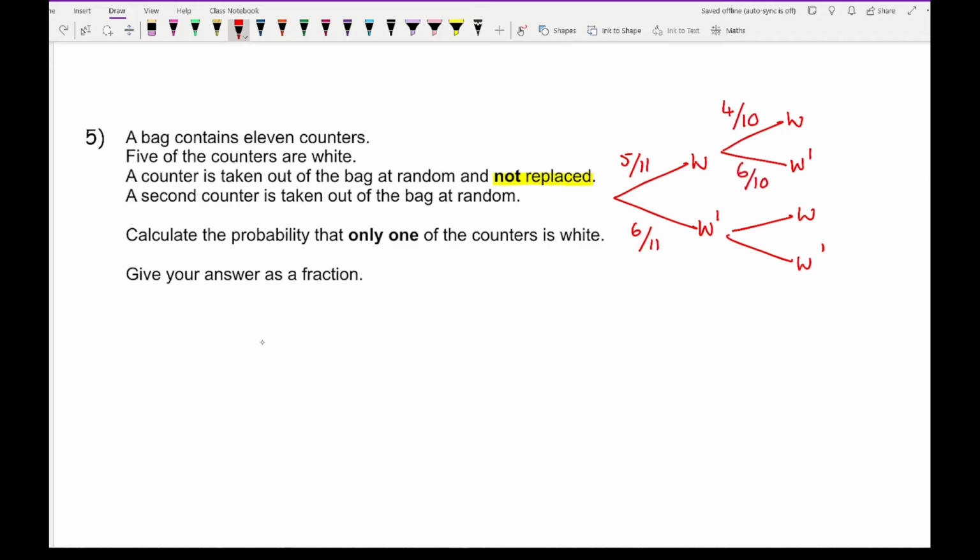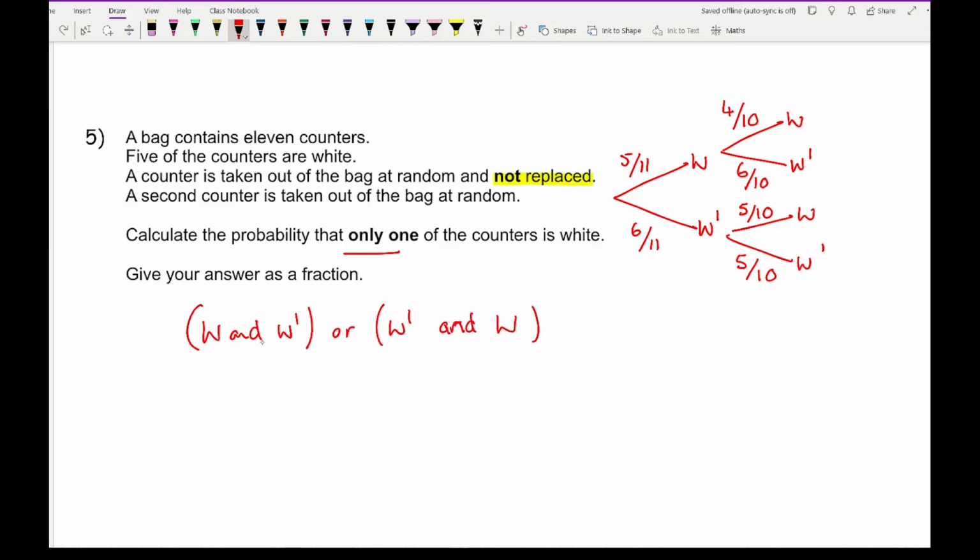Then if I selected a non-white one first, so then how many white ones have I got? Well, I've got 5 out of 10. And how many non-whites? Well, I've already selected 1, so I'm going to have 1 less. So that's going to be 5 out of 10. Now the question's then asking, work out the probability that only one of the two counters is going to be white. So either I could have white and not white, or not white and white.